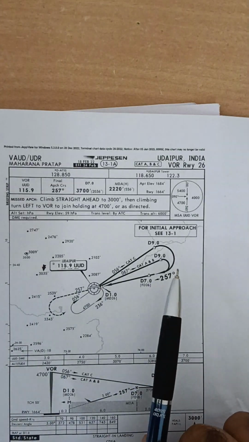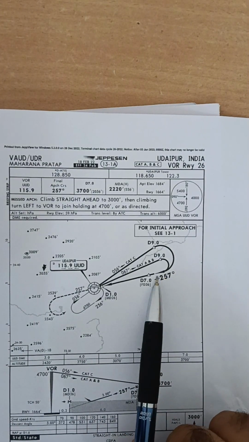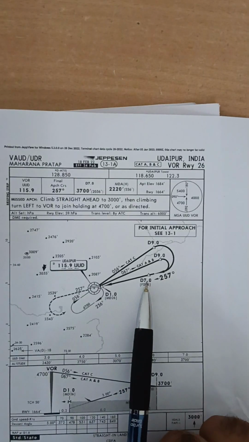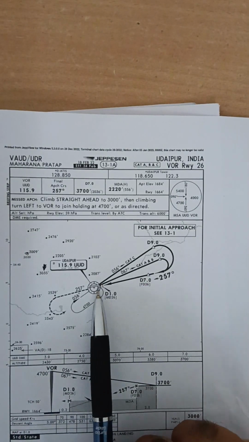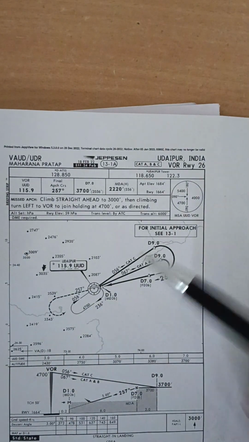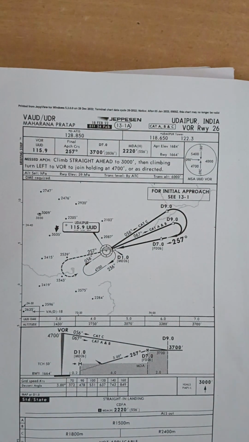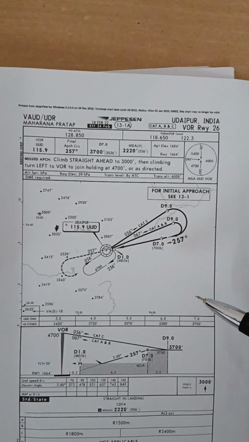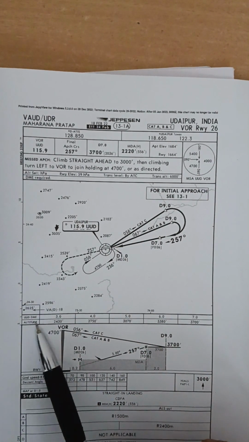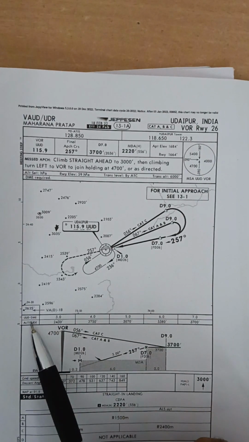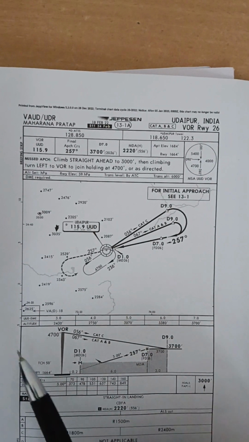Okay. Final approach course 257. We are coming in the final approach course. Final approach fix 7 miles, and after 7 miles, we are gonna descend. Now, in the VOR approach, it's a non-precision approach. We don't have the glide slope. We're not doing an ILS approach. So what we are gonna do here is we're gonna refer to this descent profile. Okay, so it has a DME distance and an altitude.